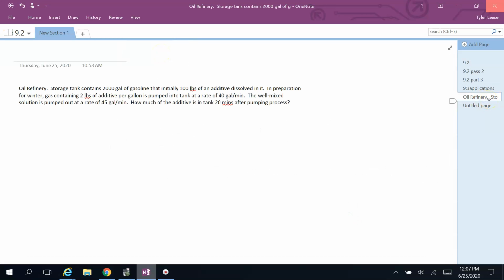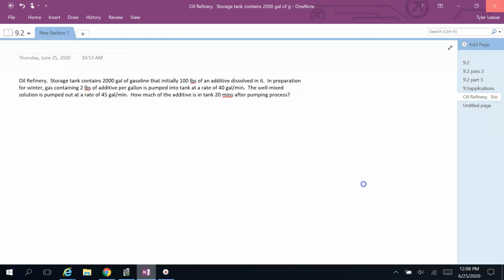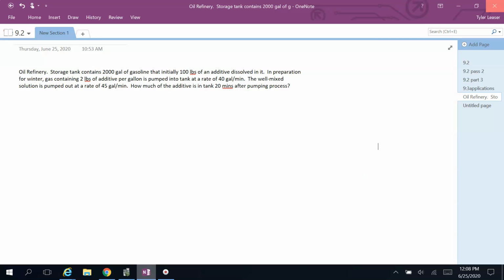Because these are so long, I went ahead and wrote it up for us. So if you need to, pause the video and get this all written down. Just to read through it, we're looking at an oil refinery. A storage tank contains 2,000 gallons of gasoline that initially has 100 pounds of an additive dissolved in it. In preparation for winter, gas containing 2 pounds of additive per gallon is pumped into the tank at a rate of 40 gallons per minute. The well-mixed solution is pumped out at a rate of 45 gallons per minute. How much of the additive is in the tank 20 minutes after the pumping process begins?